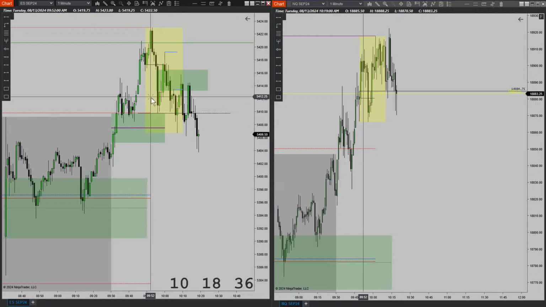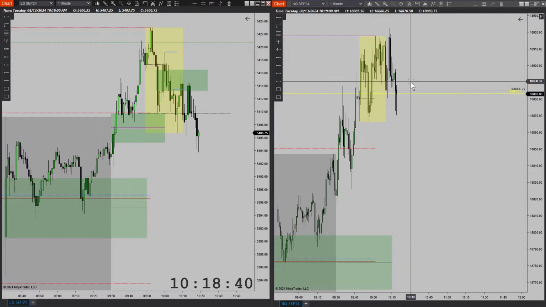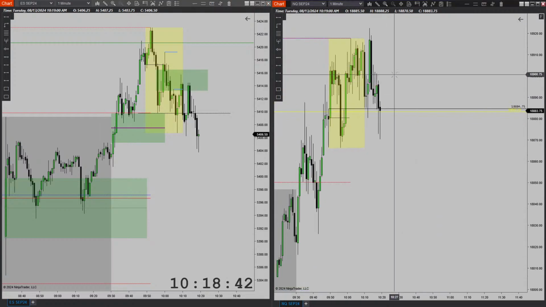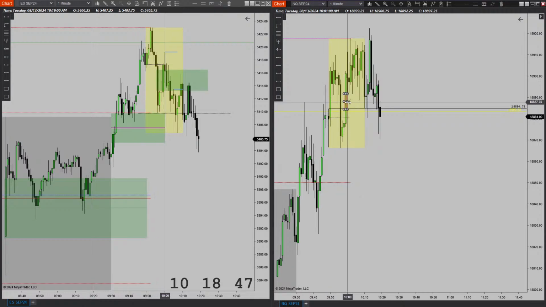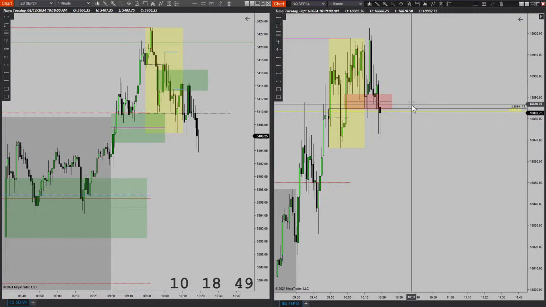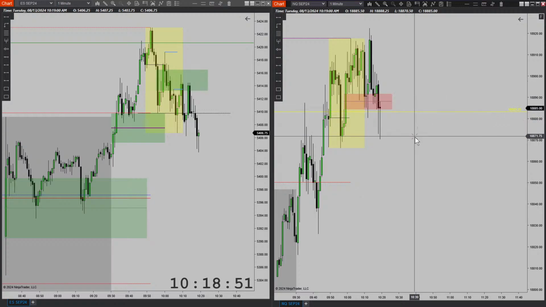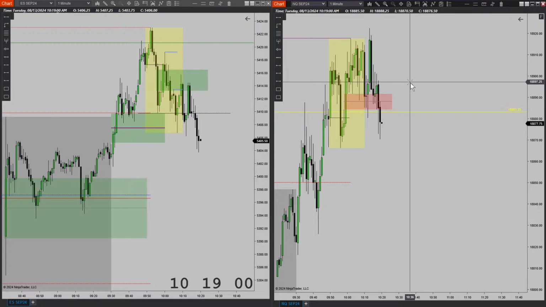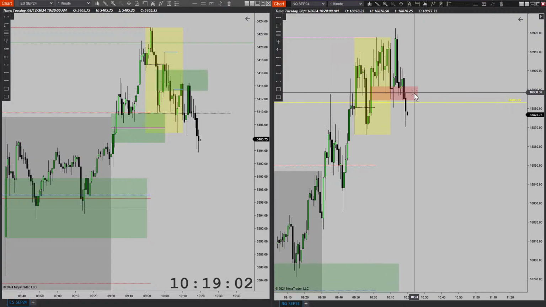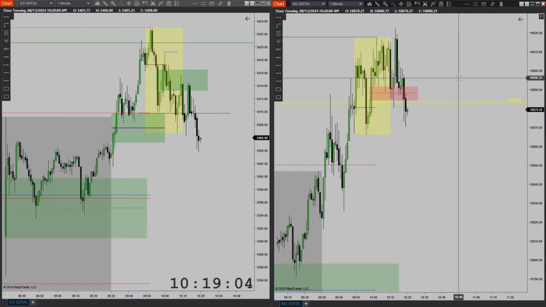Okay, so I want to see what price does here. There we go. Yep, there we go. I should have probably added another one here, and this will be my last trade.